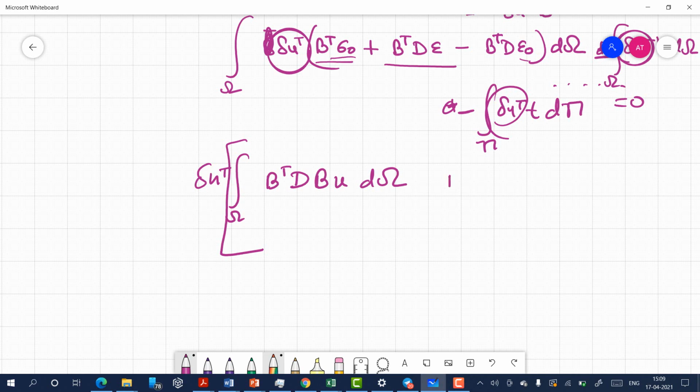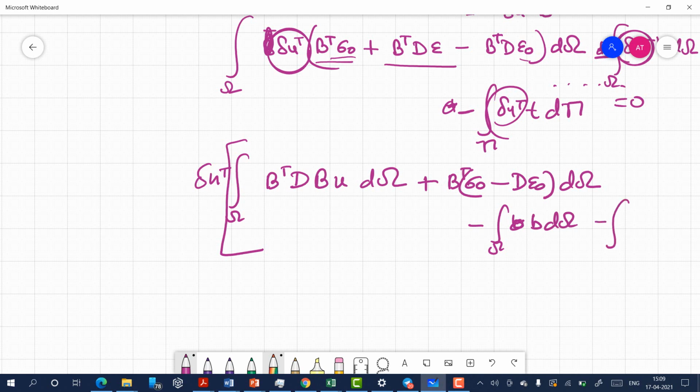Then I will have B transpose sigma naught, or I can simply write sigma naught minus d epsilon naught, d omega, minus integration of body forces. So del U transpose is already out, so body forces into d omega, and minus integration along the surface boundary traction forces into d surface equals 0.